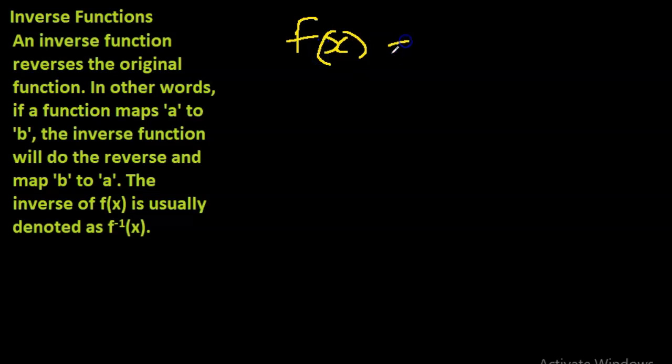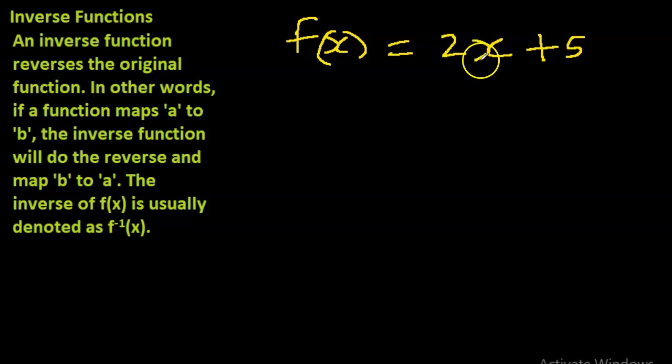For example, let's say we have a function f of x equal to 2x plus 5, and you're asked to find the inverse. Now, one way of finding the inverse, we're going to look at a couple of ways. One way of finding the inverse is to examine all the operations that were done on the x.